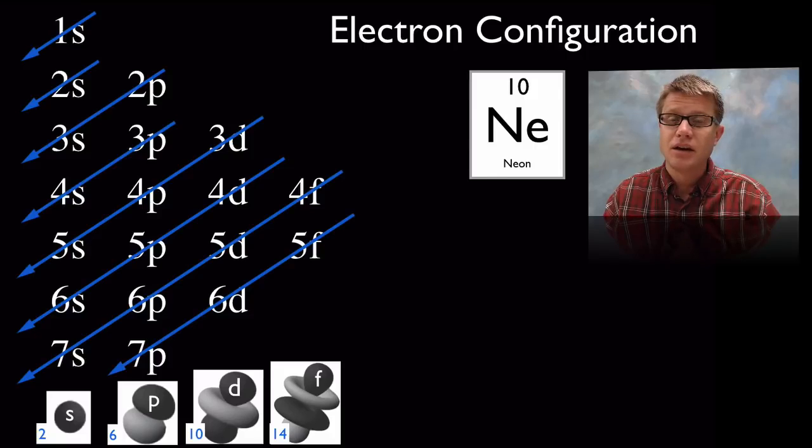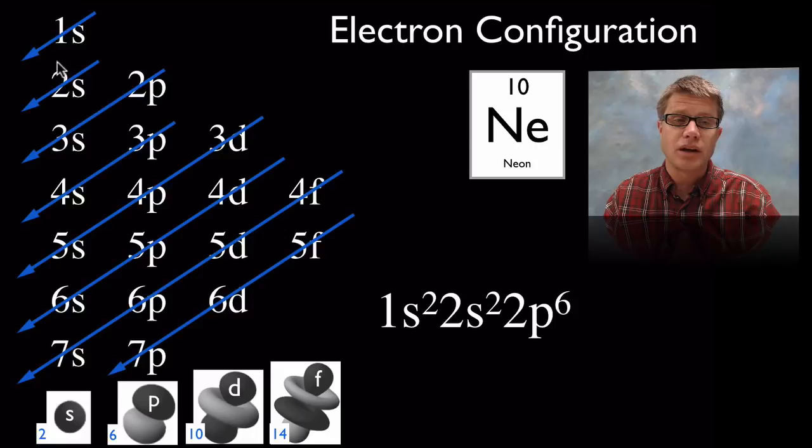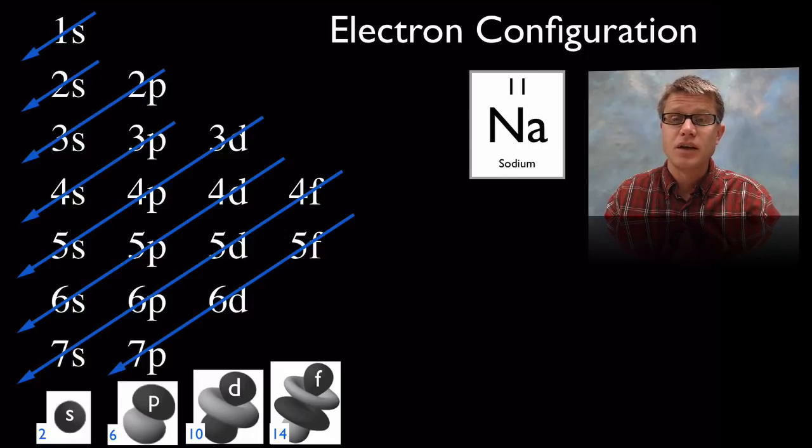What about neon? And again, you could pause the video and always try it out. Neon's going to be this, so it's 1s2, 2s2, 2p, remember, can have 6, and so we're going to write 6 there.